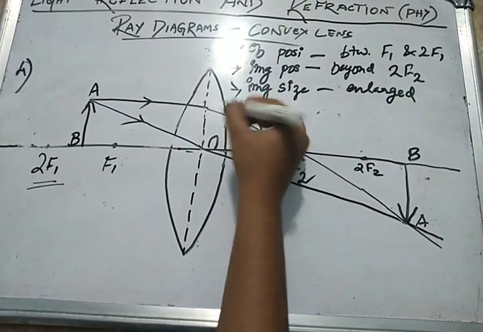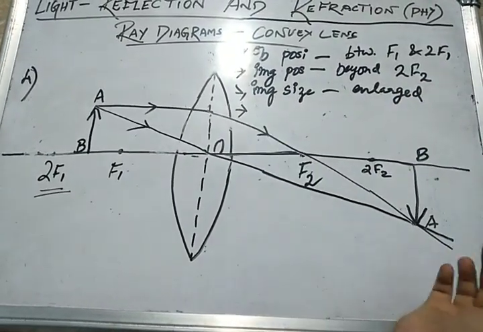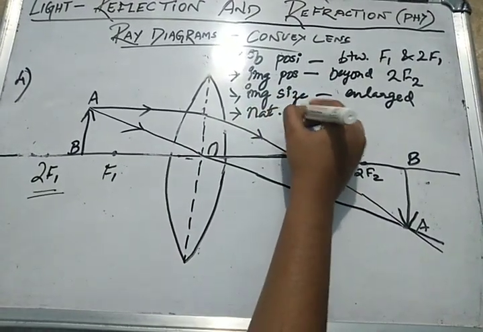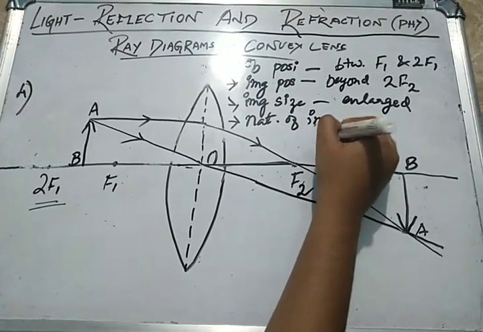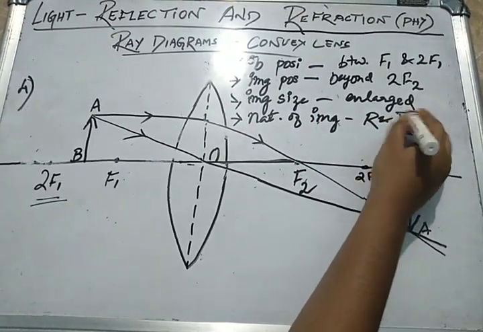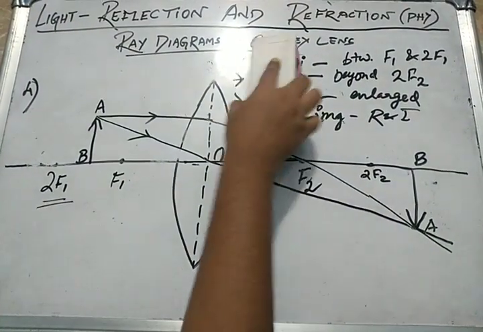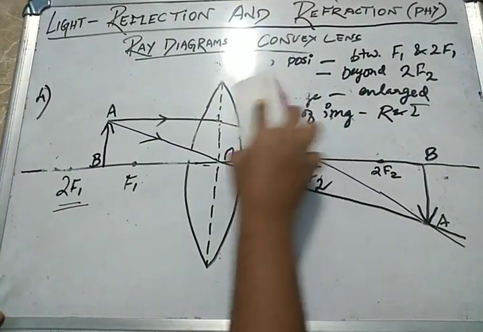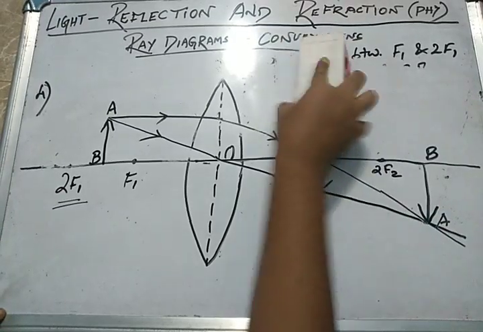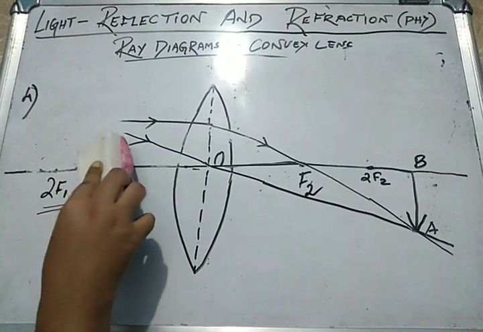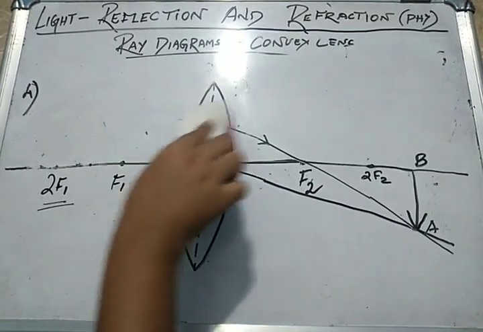And the fourth point, how is the nature of the image? Again, it is real and inverted. Nature of image, real and inverted. Alright. Now we move on to the fifth ray diagram related to convex lenses. We'll be again bringing the object closer to the lens.